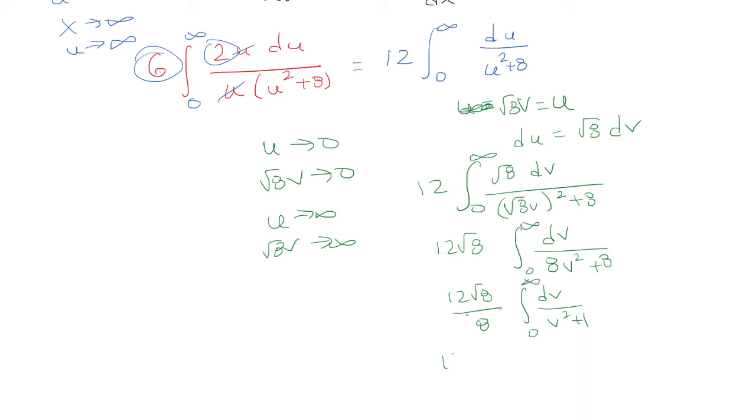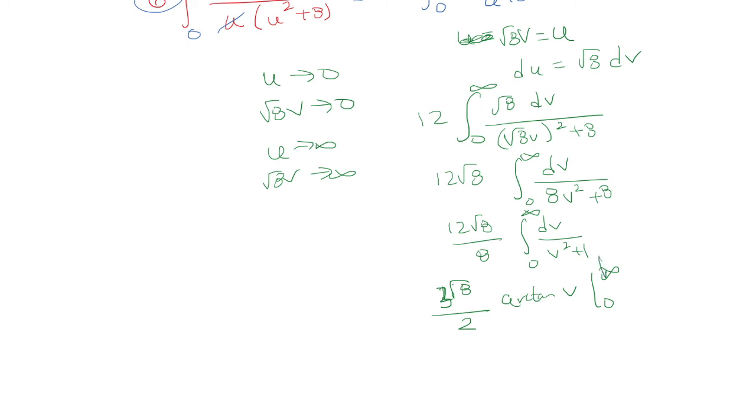So I have 12 over 8, which I can simplify to, sorry, 3 root 8 over 2. And then that's going to be arctangent of v. And then we're going from 0 to infinity. So technically you need a limit. So here we'll do this. We'll say that's b. I say limit as b approaches infinity. So plug in b for v. And then plug in 0 for v.